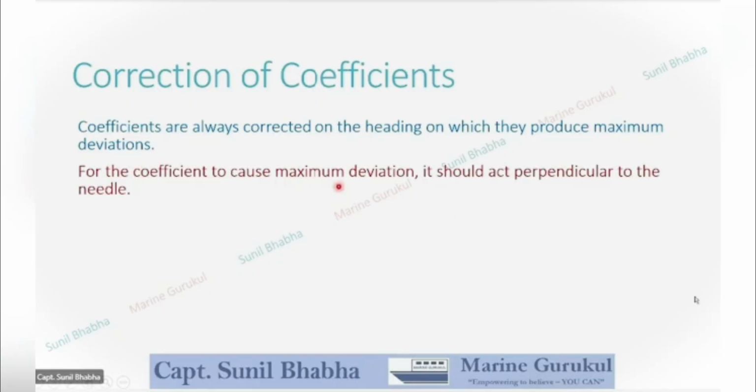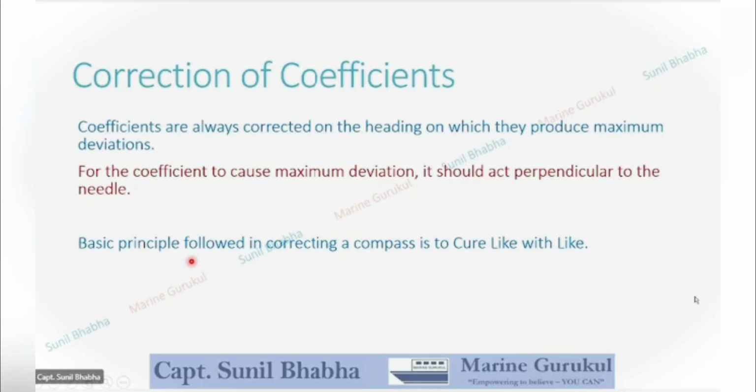For the coefficient to cause maximum deviation, it should act perpendicular to the needle. You remember on easterly or westerly heading, the blue and red pole of the ship are at right angles to the magnetic field of the earth, or they are acting perpendicular to the compass needle, giving maximum deviation.